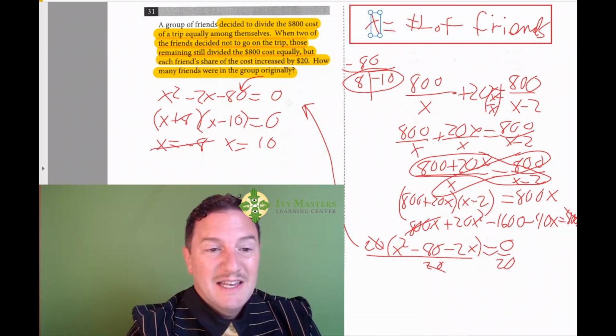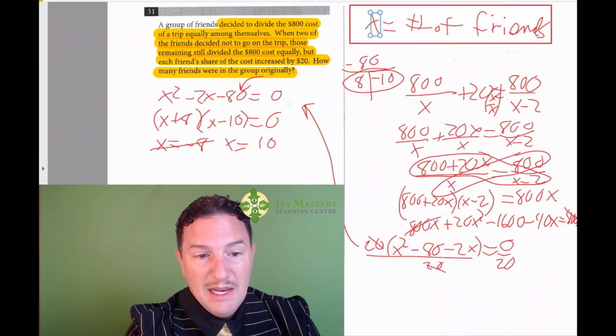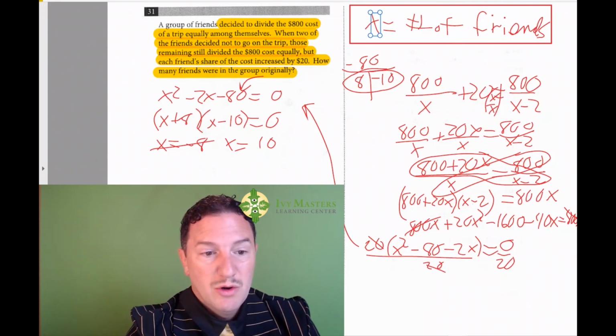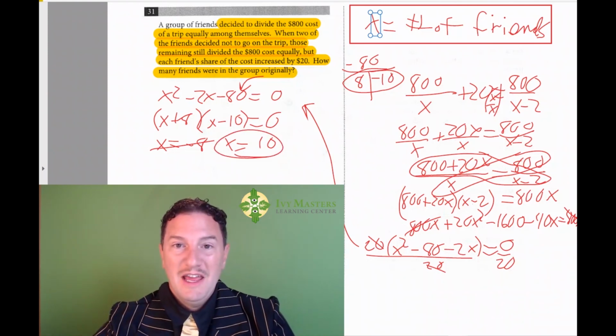And now we could test it out also. If we had 10 friends contributing equally, it would have been $80 each. If 2 don't show up, then you've got 8 friends. Now it's $100 each, and there's your $20 more. So your correct answer here is x equals 10.